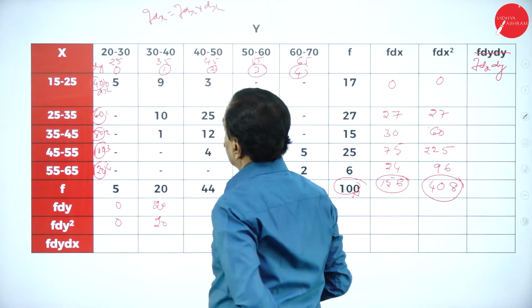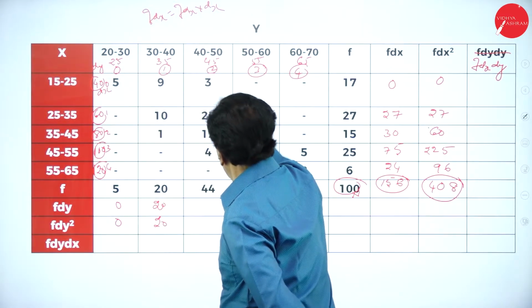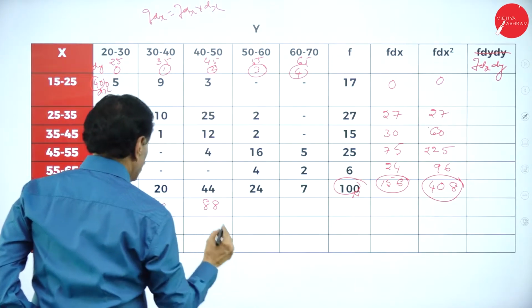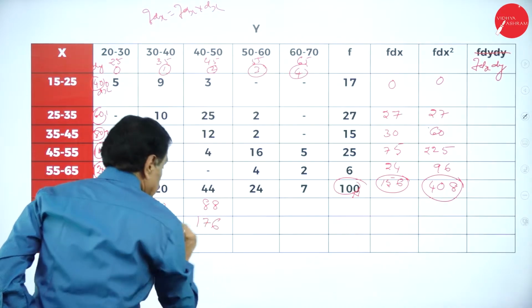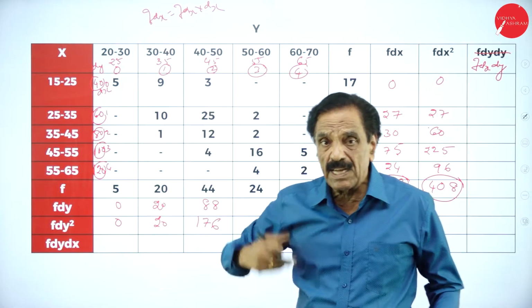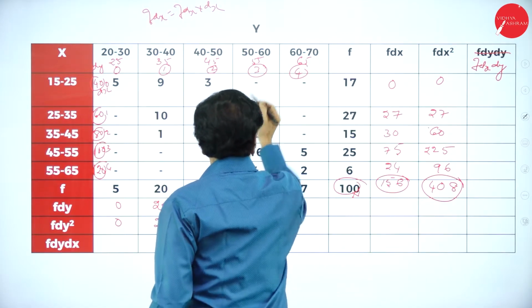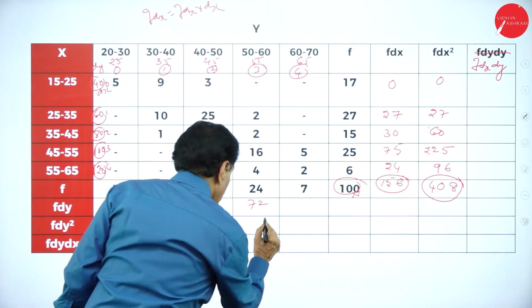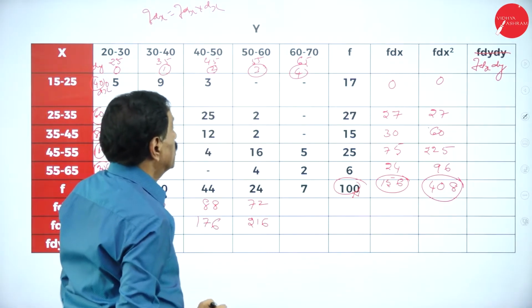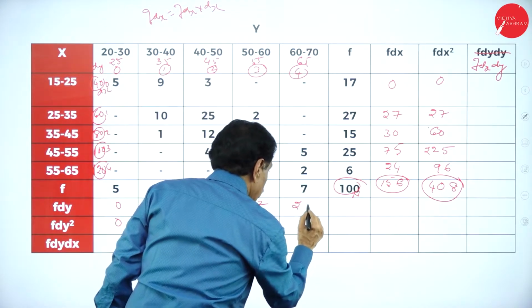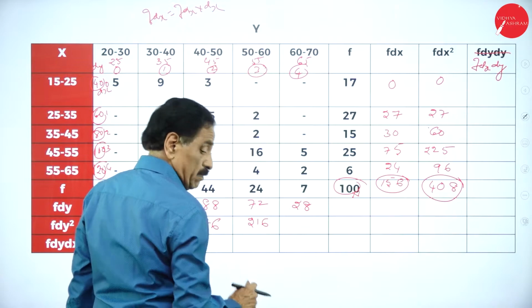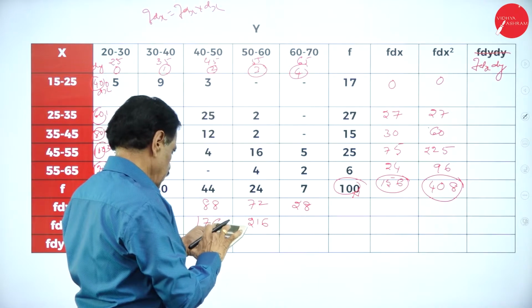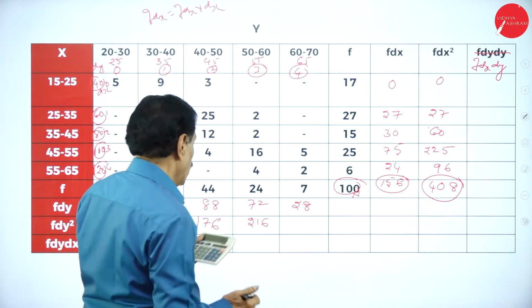This is your dy. So 20. 44 into 2, 88. 88 into 2, 176. Same number once again you multiply. Same dx you multiply. 24 into 3 is 72. 72 into 3, 216. 7 into 4 is 28. 28 into 4, 112.